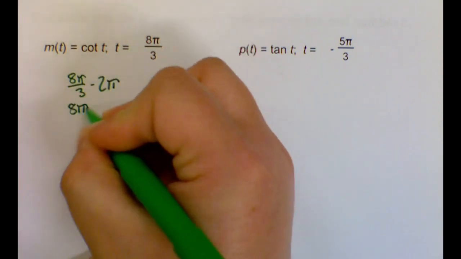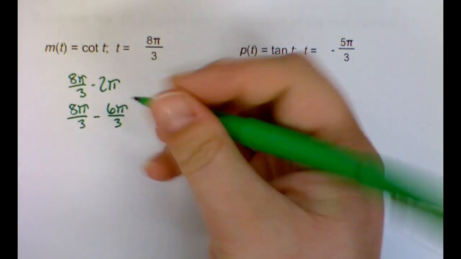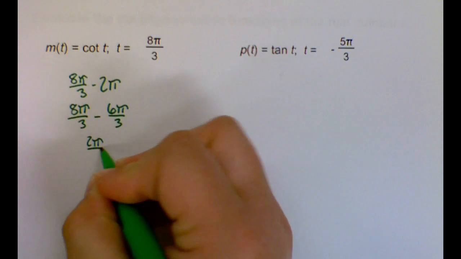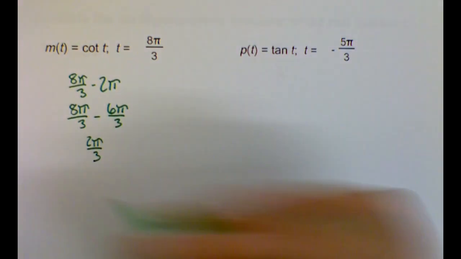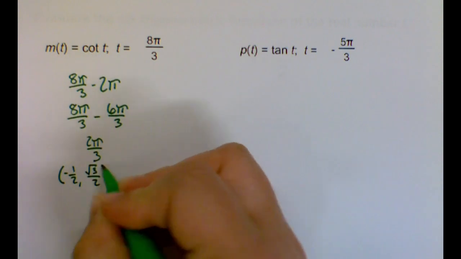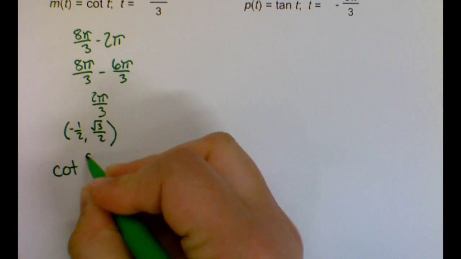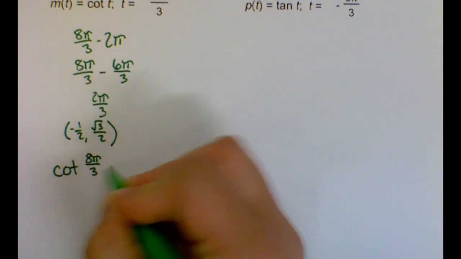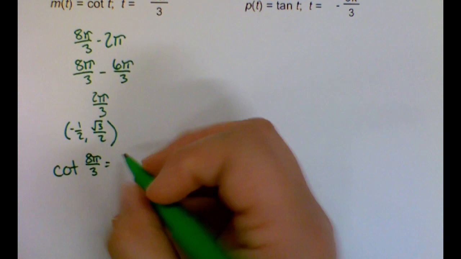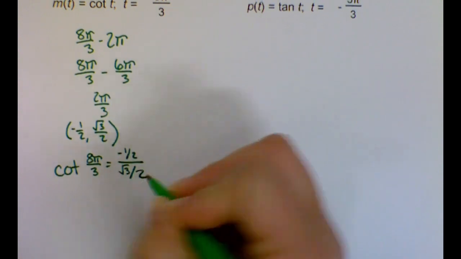And turn that 2 pi into thirds, so that's 6 pi over 3. We get 2 pi over 3. The coordinates for 2 pi over 3 are negative 1/2, square root 3 over 2. So to get the cotangent of 8 pi over 3, we take x over y. Negative 1/2 over square root 3 over 2.